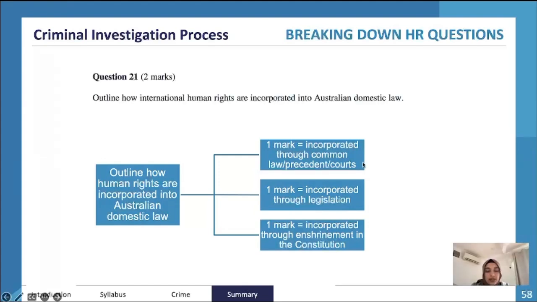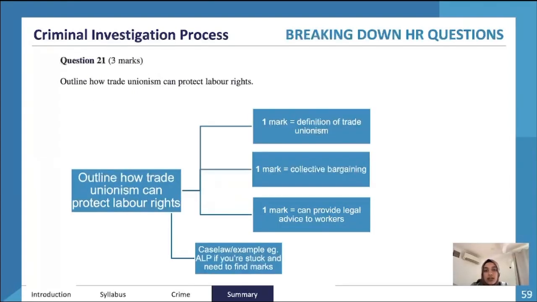So hopefully you've had the chance to answer that. We're now going to do the same thing for this question. Outline how trade unionism can protect labor rights. So that's the question. We first of all want to think about where your 3 marks are going to come from. Number 1, define what trade unionism is.